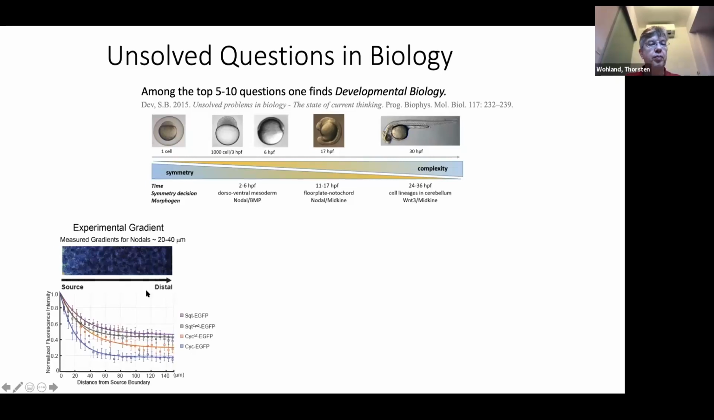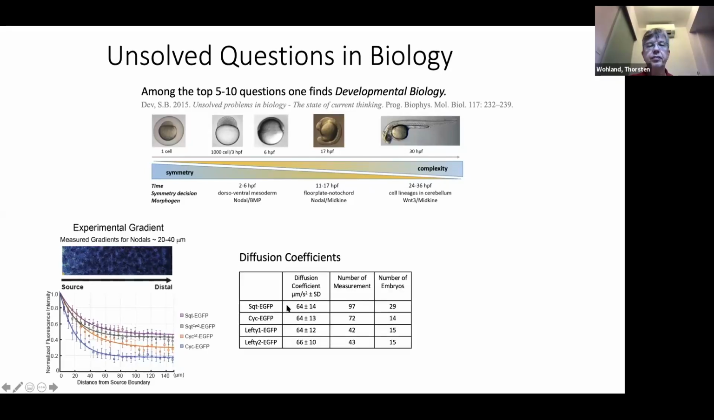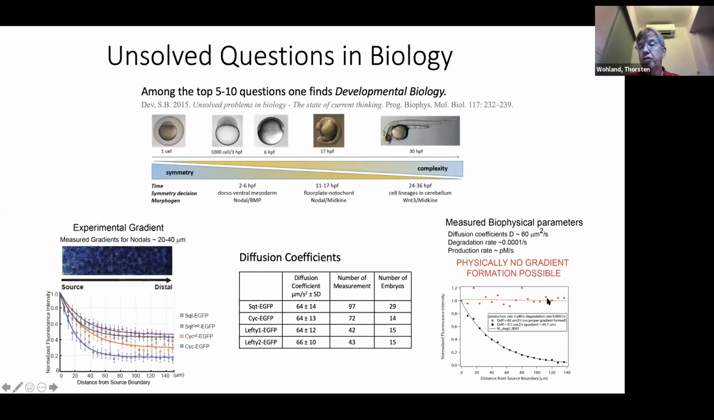Now, what is the problem? The problem is, this is an example of nodal factors, another morphogen. If we measure the gradient of these molecules within the fish, and it's these gradients that matter, if cells sit at different concentration thresholds, they will develop differently. These gradients are somewhere like 20 to 40 micrometers long. The diffusion coefficient of nodal factors in our case is about 60 micrometers squared per second. And that's a problem. With 60 micrometers squared per second, there is no way you can keep a gradient of 20 to 40 micrometers for a very long time. It's just going to equalize, and your embryo is basically filled with your morphogen.